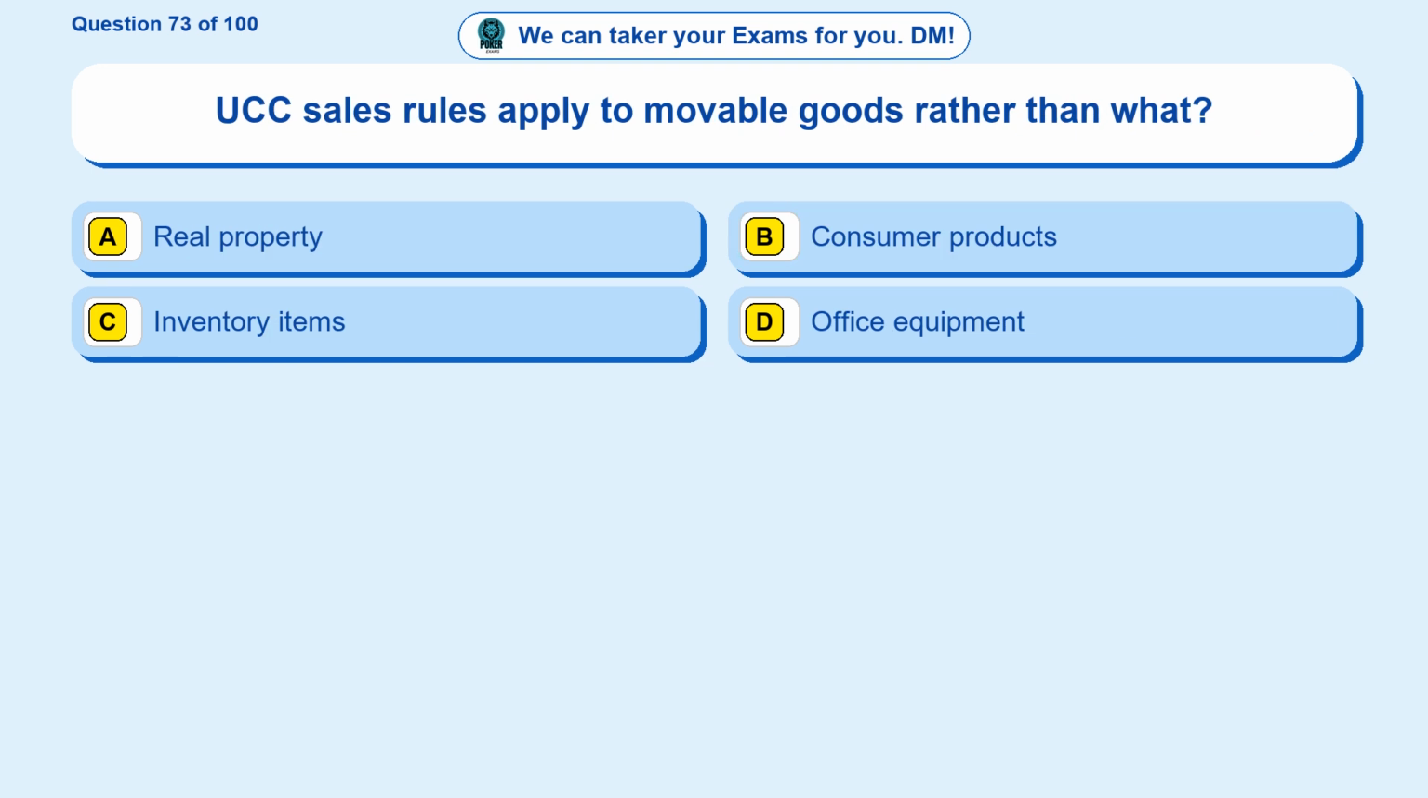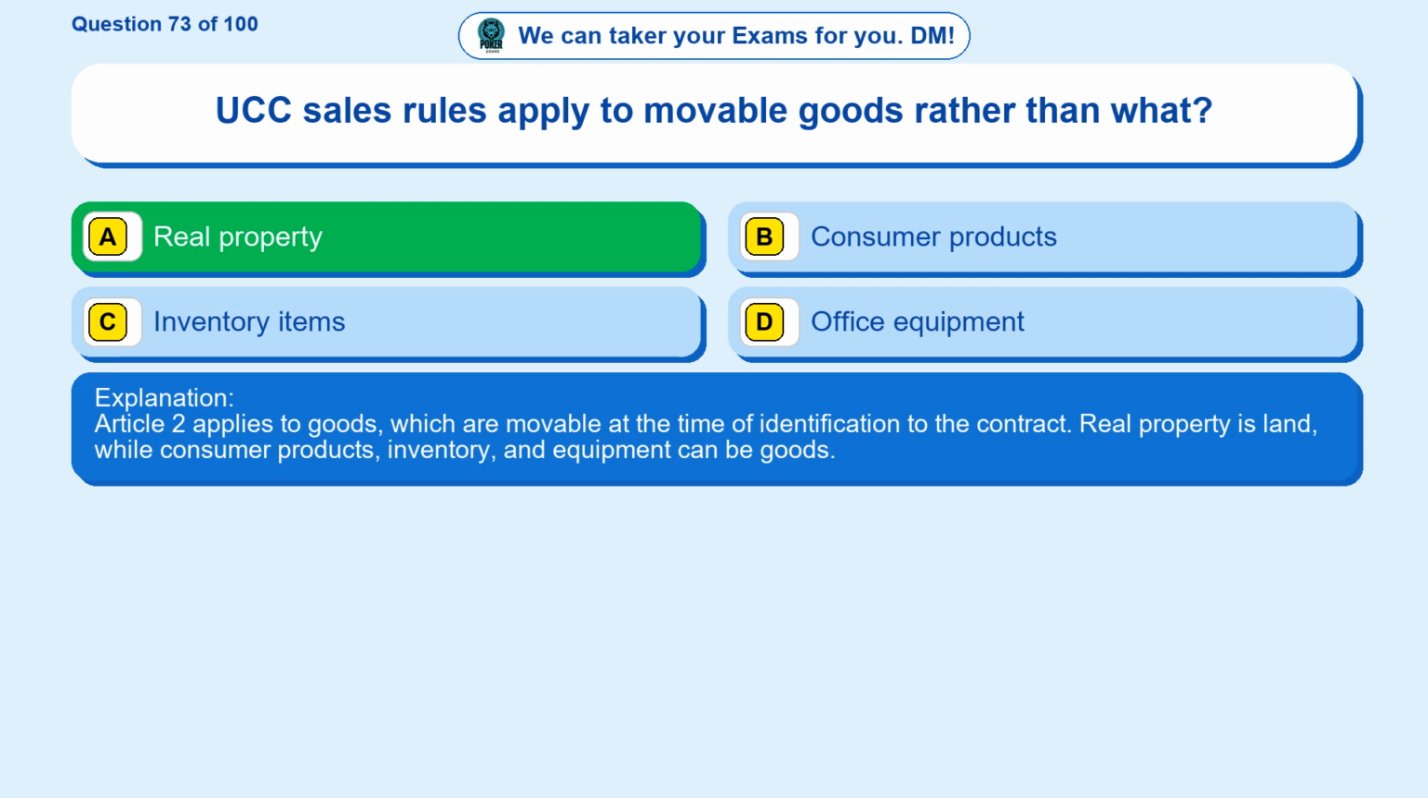Question 73. UCC sales rules apply to movable goods rather than what? Option A, real property. Option B, consumer products. Option C, inventory items. Option D, office equipment. The correct answer is option A. Real property. Article 2 applies to goods, which are movable at the time of identification to the contract. Real property is land, while consumer products, inventory, and equipment can be goods.